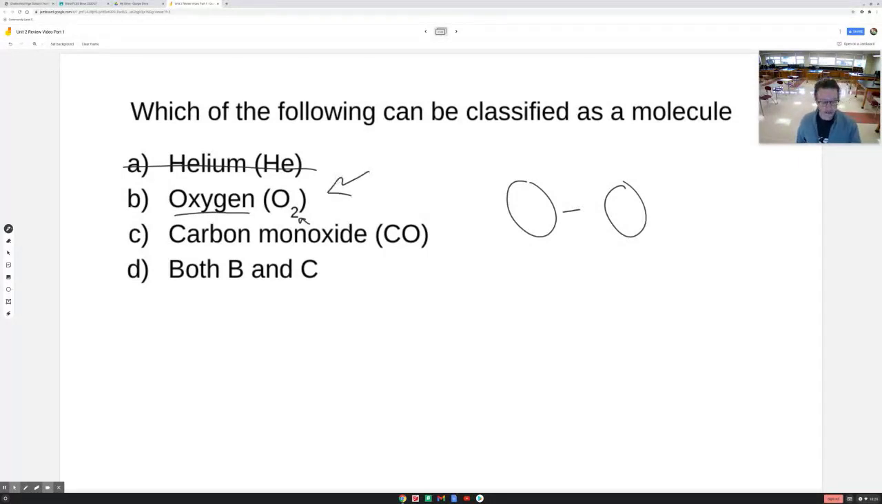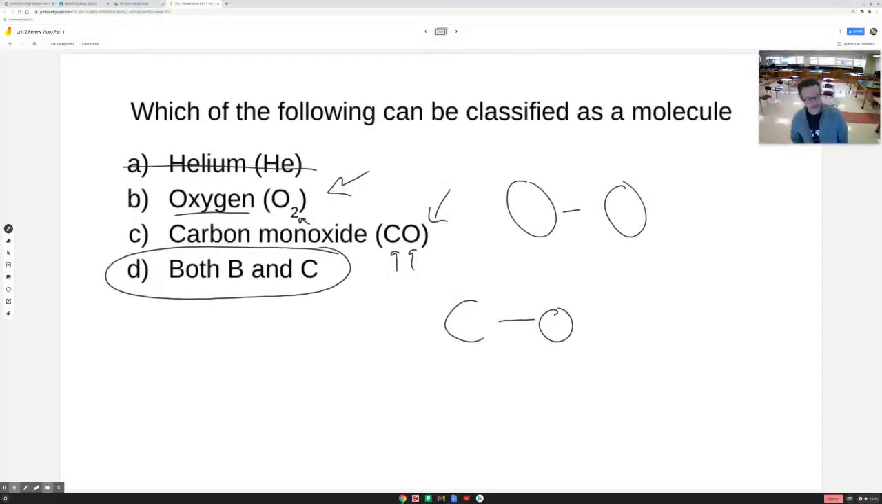And then carbon monoxide is actually 2 elements. That's a compound made of 2 elements that form a molecule, CO. So we actually have 2 options here, which means the correct answer is that both B and C are classified as molecules. Now, if the question was which of these is an element, it could be either helium or oxygen or both, because those are both made of only one type of atom. That's what makes something an element.